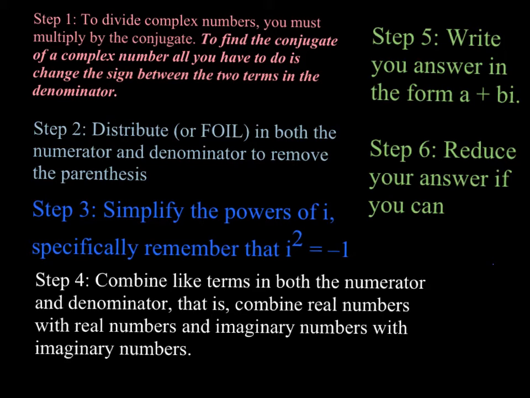Step 5, our final answer, we'll need to make sure our answer is in the form of a plus bi, the real parts first and then the imaginary. And then of course reduce it if your answer can be reduced.